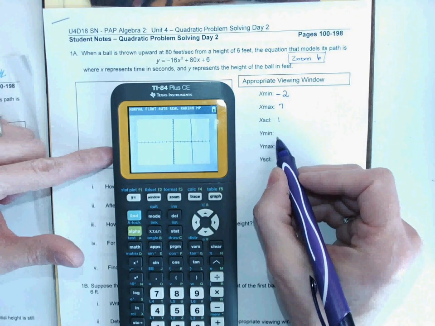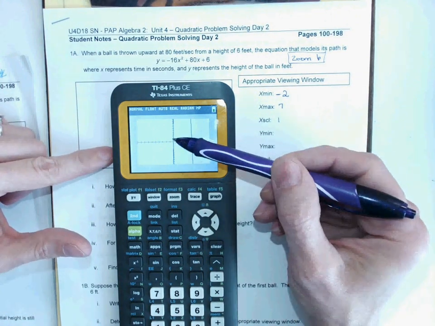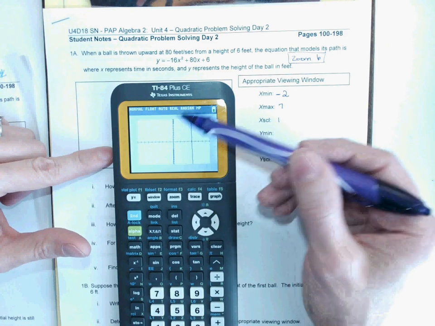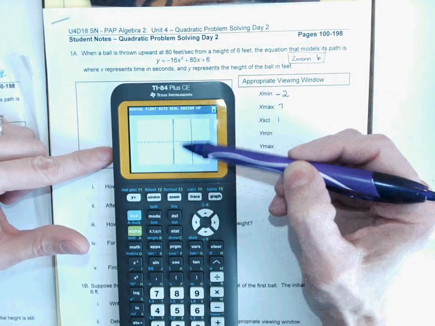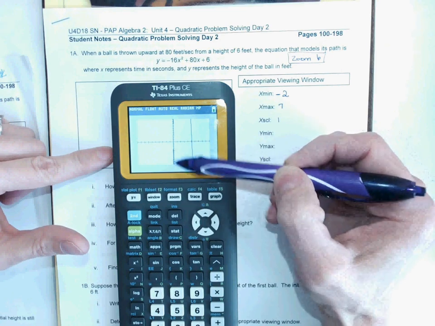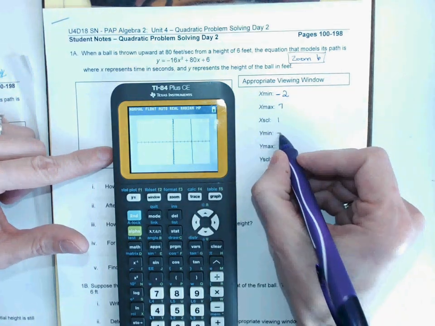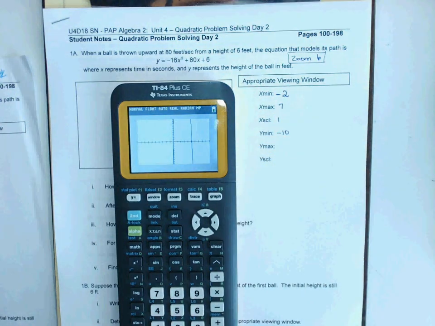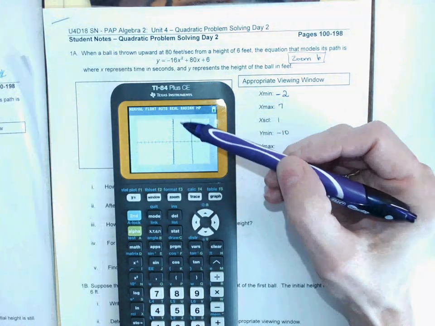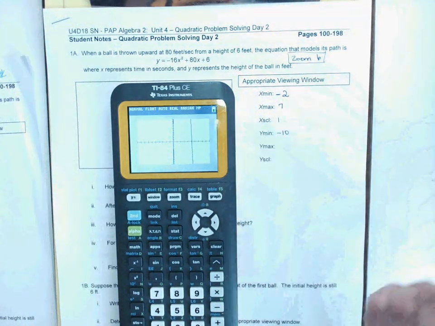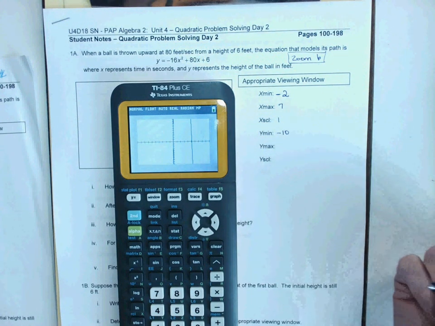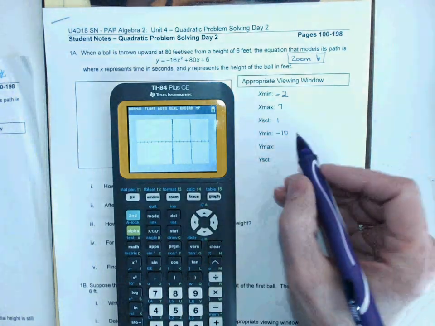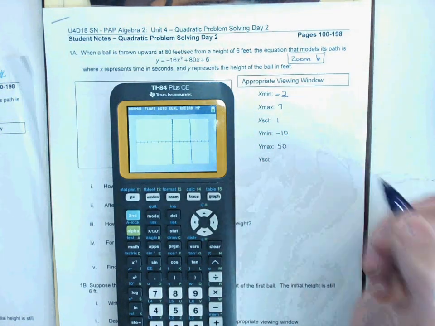Okay, and then my y minimum, well, you may not be able to see, but since this is an upside down parabola where it has a maximum, then I don't really need much underneath here. So where it's at negative 10 is probably fine. But I need a lot more height. I can only guess as to how high I want to make it. So right now that's 10. Let's take it up to 50 and see what it does.